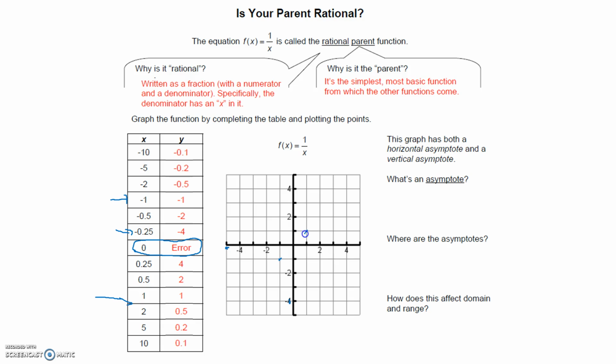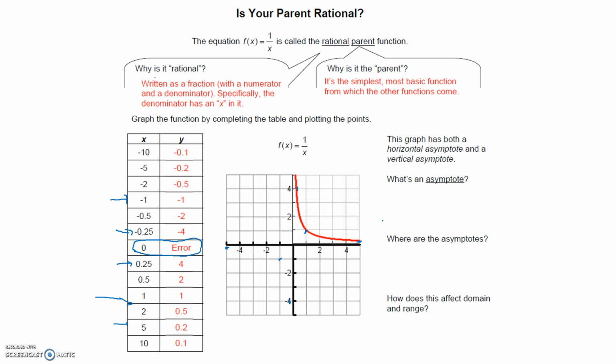Let's plot that right there. And let's go out to the 5. The 5 is going to give us a 0.2, so just barely above right there. And then let's graph the 0.25, and that's going to give us a 4. I'm really close again to the y-axis here. And let's go up to the 4. Okay, so now let's graph these. Go ahead if you would like and put your other values in there so you can see what's going on.